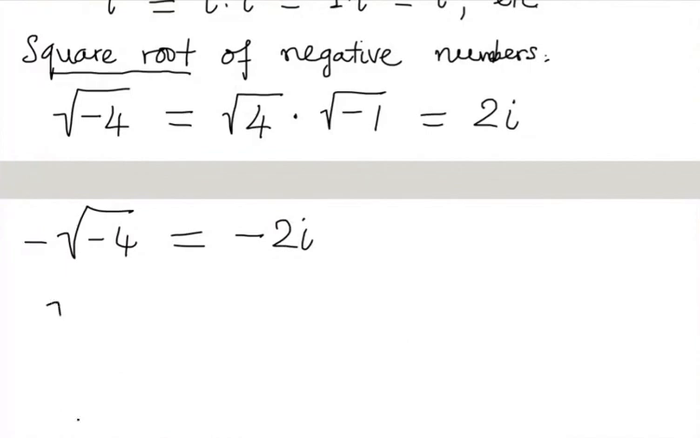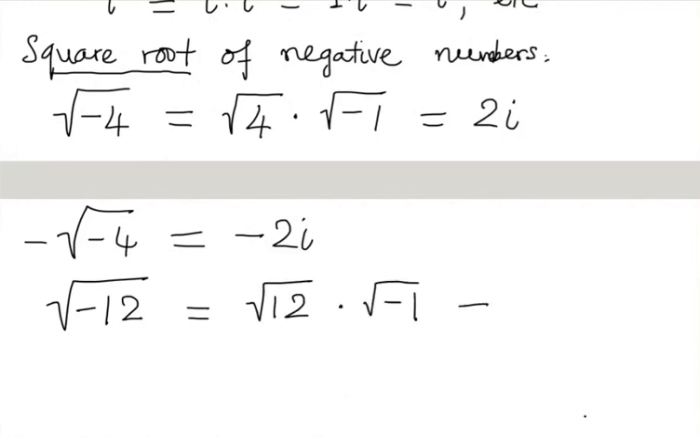Another example, square root of say -12, then we may split as square root of 12 times square root of -1, and square root of 12 we can simplify as 2 square root of 3, and then we have i for square root of -1, etc.